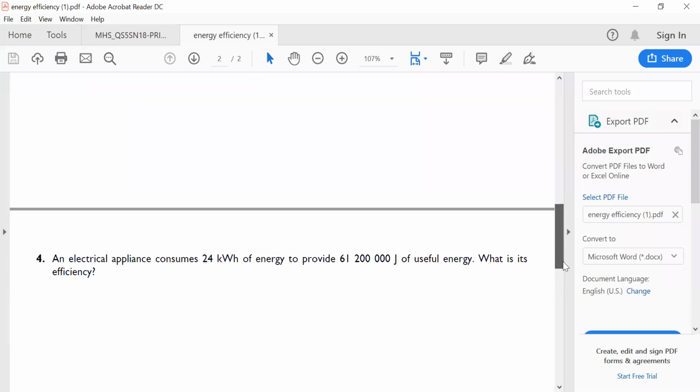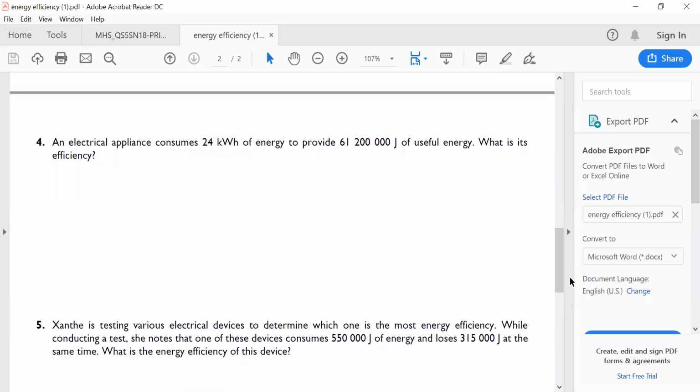So if you'll notice with number 4, it says an electrical appliance consumes 24 kilowatt hour of energy, and it provides 61,200,000 joules of energy. Because these units are different, we have to make sure one matches the other. The easiest way I propose is to take 24 kilowatt hour and convert those two units into joules.